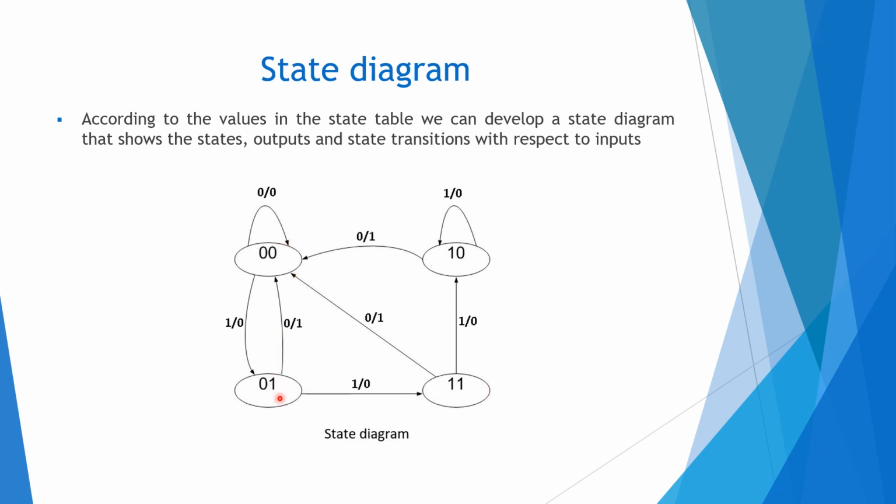That is, when the flip flop is at the 0 1 state and the input is 0, then the output becomes 1 and the flip flop state changes to 0 0. Like that, we can see all the combinations of the state diagram. You can look at it and find out all the state transitions of the flip flop.